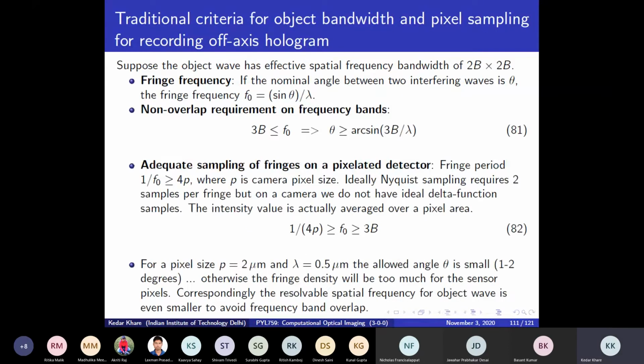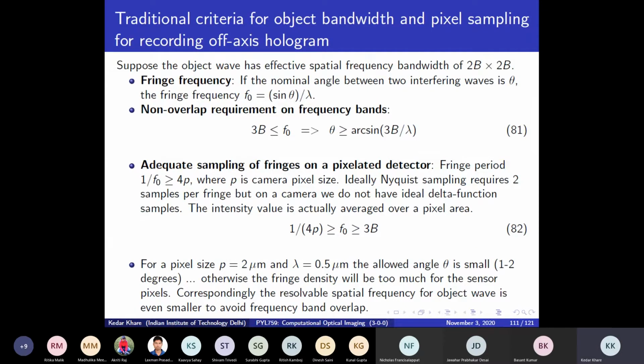So the second point is, you need the angle to be larger than this arc sine of 3b lambda. But can I increase the angle as much as I want? I cannot actually increase the angle as much as I want, because if I increase the angle, it means the fringe frequency is higher, or the fringe period is going to be quite small.